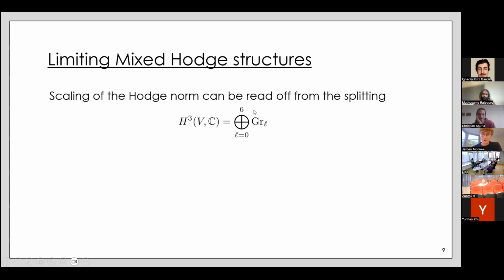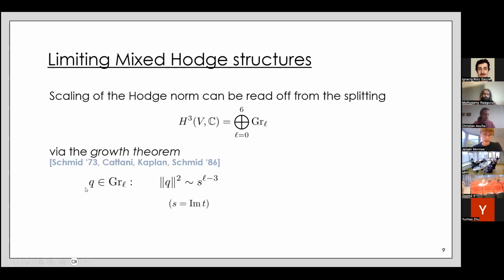The only thing you need to know is that when you approach a limit in the moduli space, there exists a way to decompose your third cohomology into a bunch of spaces, which you call graded spaces, such that if you take an element that just lies in one of these graded spaces, its Hodge norm behaves in a very nice way. Right? So it just scales like L to the -3, where this S is the saxionic part of the complex structure moduli.